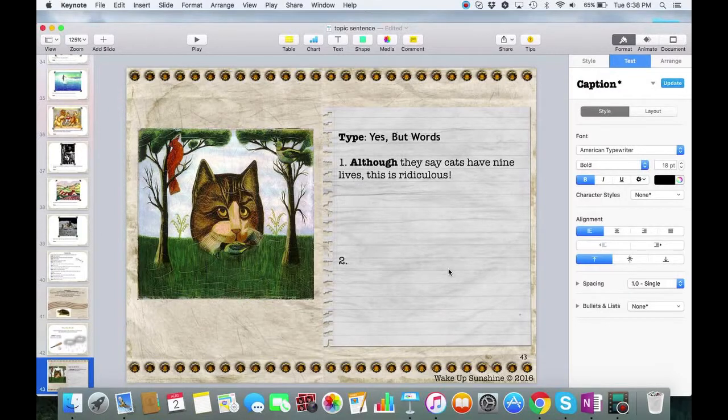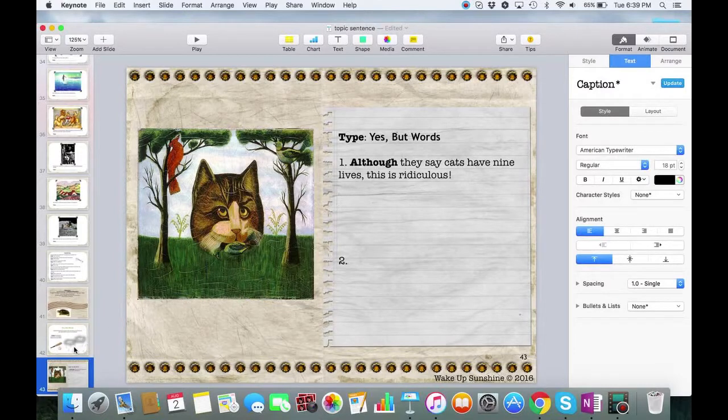Okay. Although they say cats have 9 lives, utilizing the "yes, but" word or the subordinating conjunction "although," that creates a dependent clause here. This can't stand by itself. Therefore, I need to finish the process, and I've added "this is ridiculous." This could be a sentence all in itself, but in creating a topic sentence utilizing the "yes, but" word style, I've combined them together, remembering to put my comma after the dependent clause, and now I have a meaningful topic sentence. Although they say cats have 9 lives, this is ridiculous.